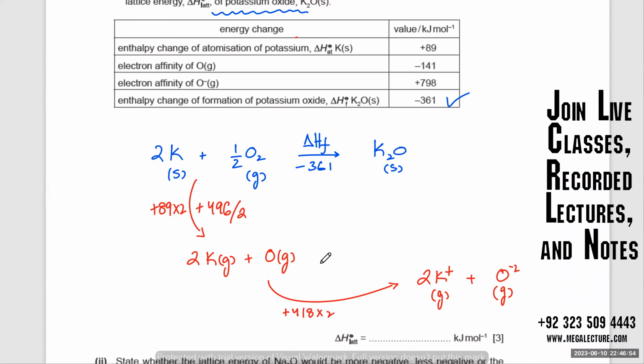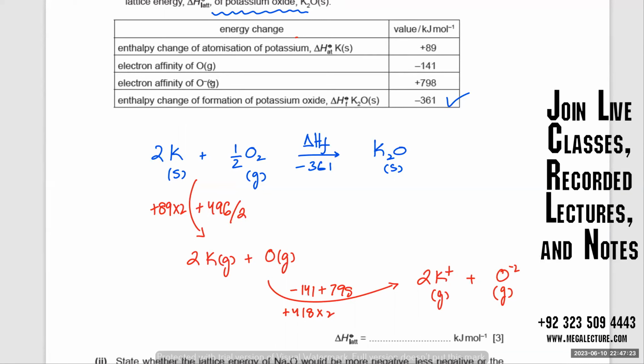Then it's the electron affinity of oxygen because it's turning into minus 2. So it's not just the first one, but the second one as well. So it's minus 141 plus the other one as well, which is 798. The oxygen atom first gains an electron and becomes minus 1, then the minus 1 oxygen ion gains another electron. Is this part clear?